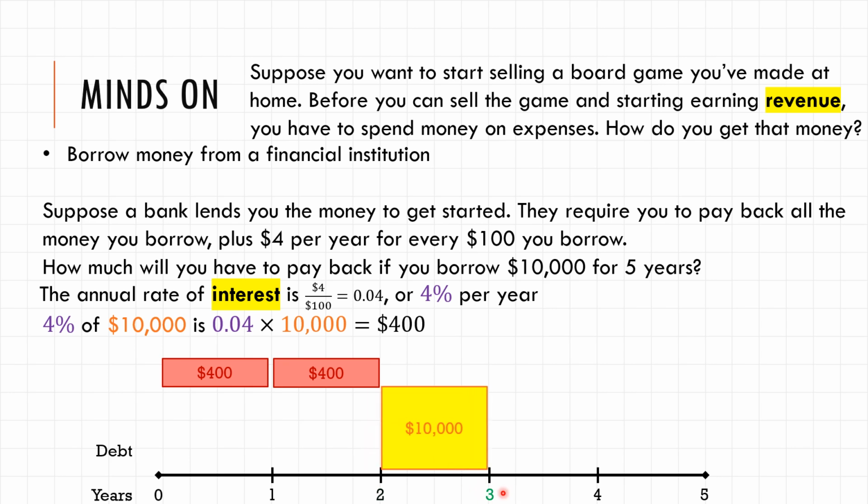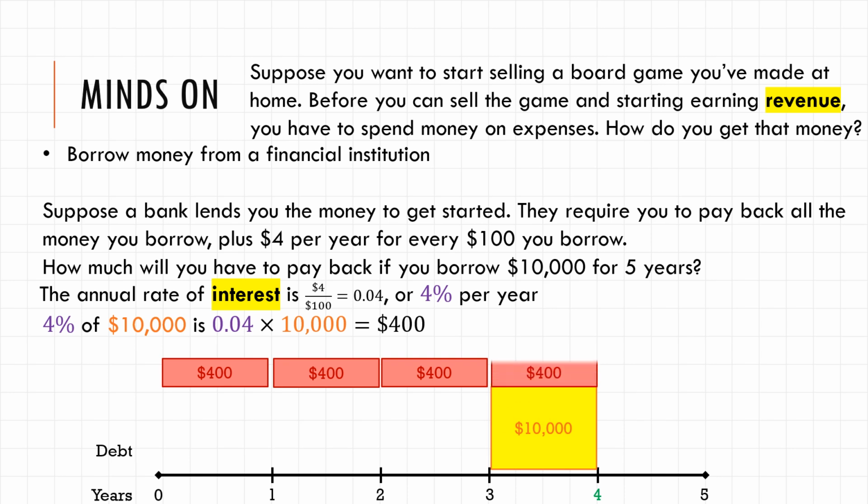In year 3, we need to pay another $400 in interest. Same with year 4, another $400. And finally, in year 5, we pay our final fee of $400. In total, how much money will you have to pay back?